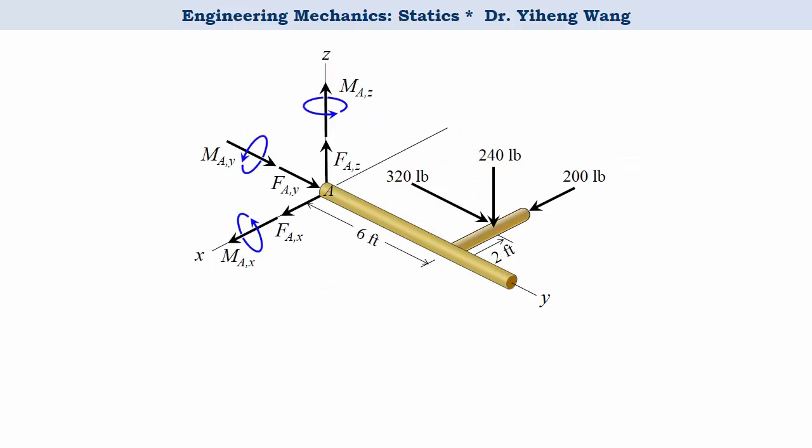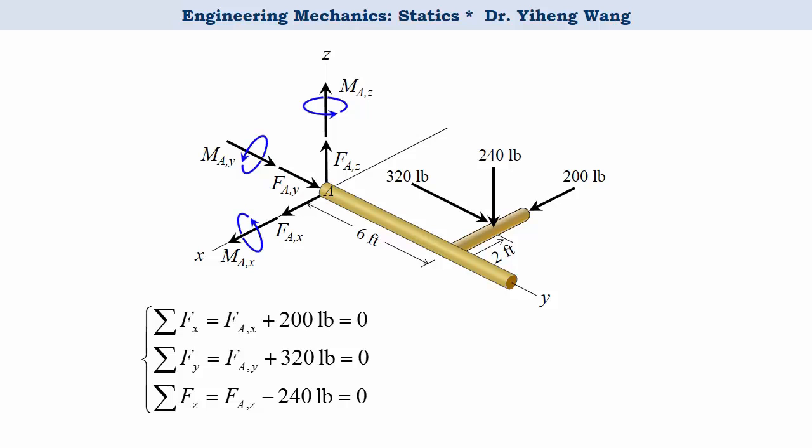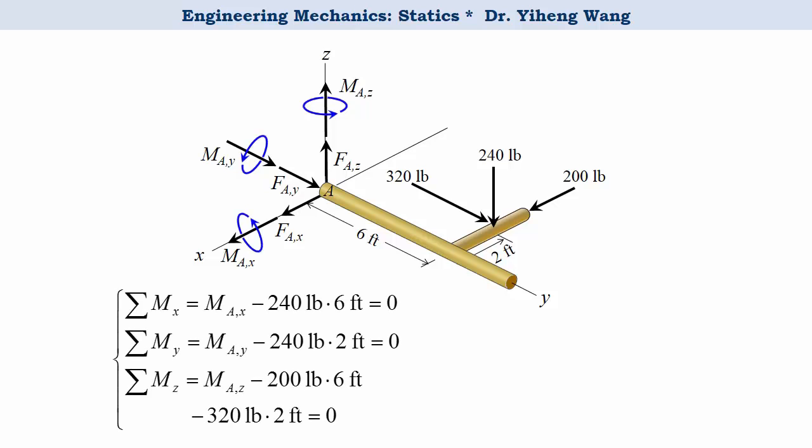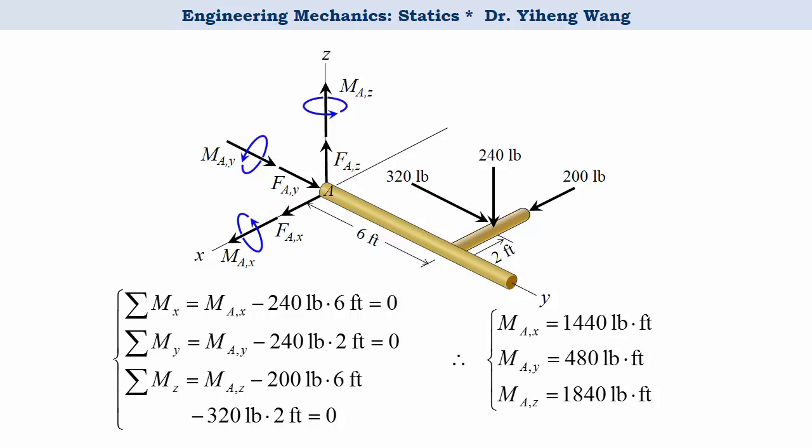And of course, alternatively, we can solve this problem using scalar formulation. Now, at point A, we have overall 6 scalar unknowns, 3 forces along x, y, and z axes, and 3 couple moments about these 3 axes as well. Now we sum the forces in each direction and solve for the 3 force components. And we sum the resultant moment about each axis and solve for the 3 moment components. And as you can see, the vector formulation and the scalar formulation yield the same results. And it is your own preference which method to choose.